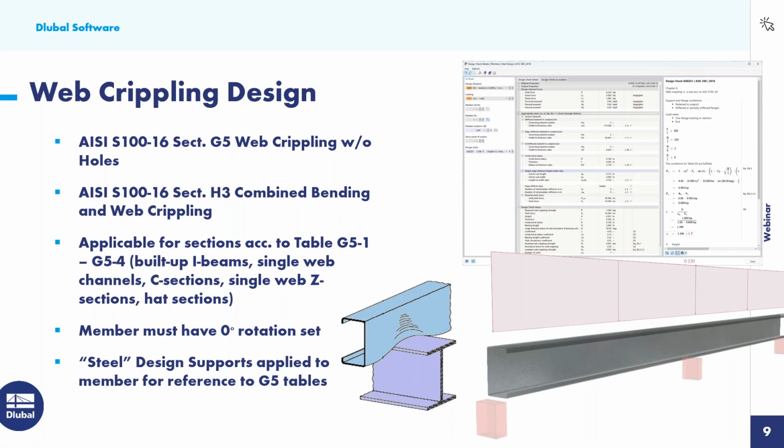And finally, the last requirement is that we have to apply what we call the steel design supports. And this will allow us to directly reference these tables from G5 in order to carry out the full web crippling calculations. Now, we've already talked about design supports within our example model today that we use for deflection.